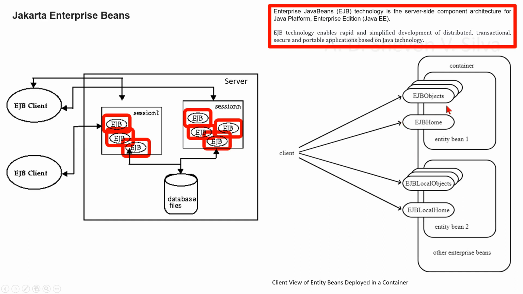Here is the interface EJBObject. The EJBObject interface is extended by all enterprise beans' remote interfaces. An enterprise bean's remote interface provides the remote client view of an enterprise bean object. An enterprise bean's remote interface defines the business methods callable by a remote client.